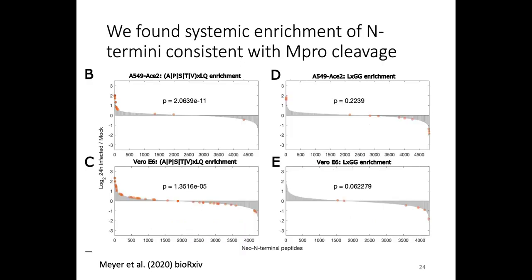If we look at the overall abundance of peptides corresponding to these motifs, we find significant enrichment of those corresponding to Mpro motifs. We don't see the same for the papain-like protease. However, there are quite a lot of N-termini with similar sites. So it could be they exist, but are more buried in the noise.